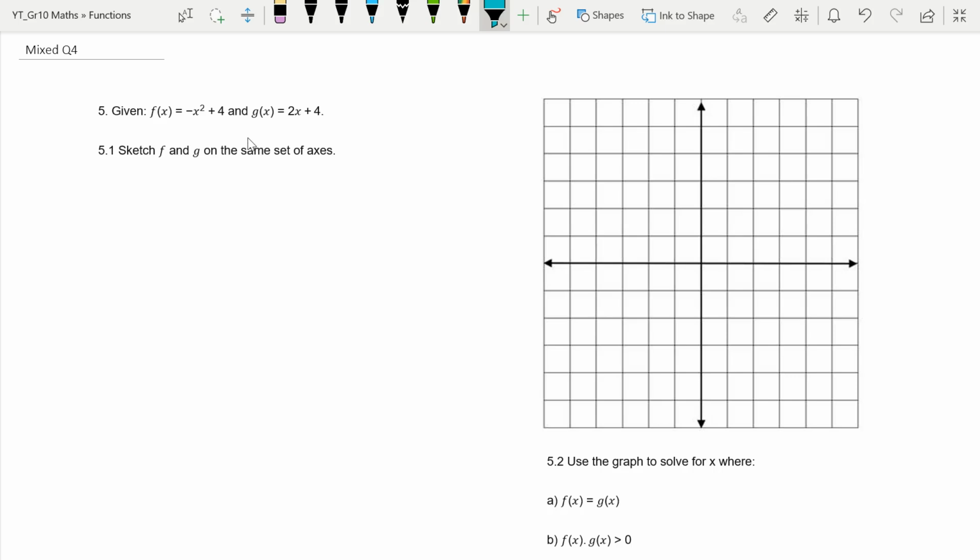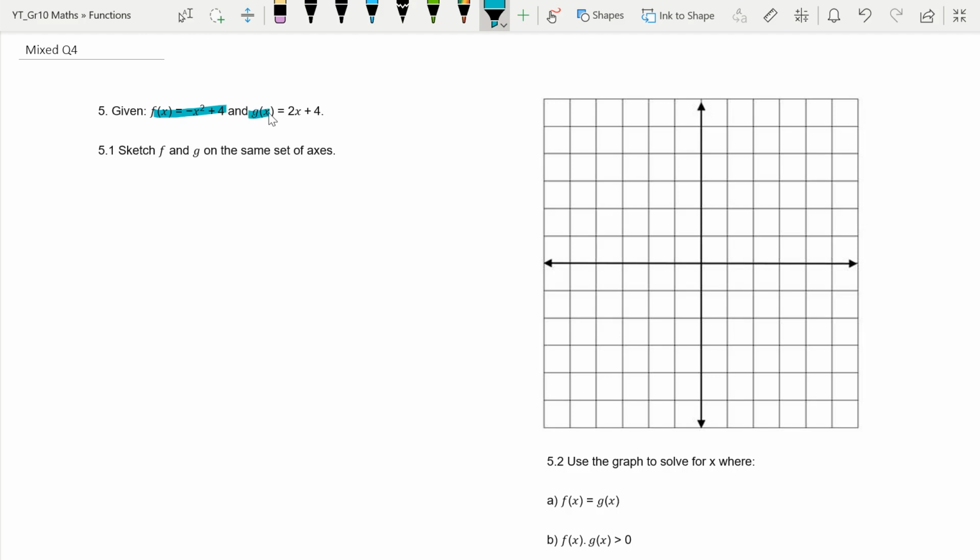Let's have a look at question 5 in our workbook. We're given that f of x is equal to negative x squared plus 4. Immediately we need to identify that as a parabola, and I can see that because my x is being squared.